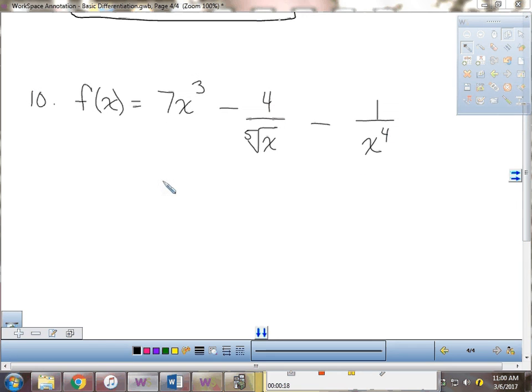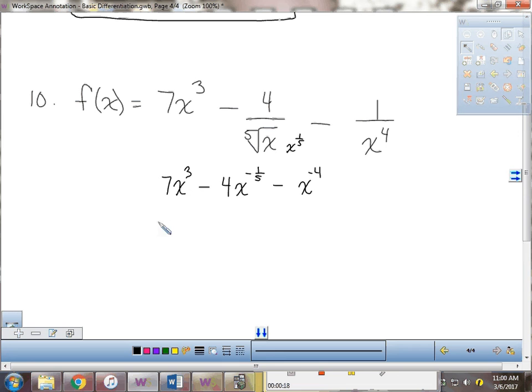All right, number 10. Nothing is wrong with this 7x to the 3rd, but I don't do any of the derivatives until I've gotten everything out of the denominator. So this would be minus 4 to the, well, this is x to the 1/5. So if I move it to the top, it would be x to the negative 1/5. And this one would be x to the negative 4th. So now I'm ready for my derivative.